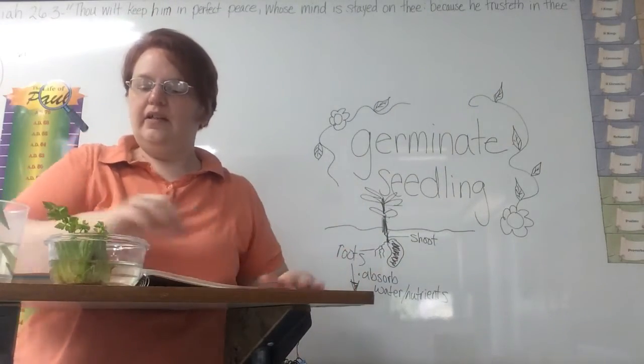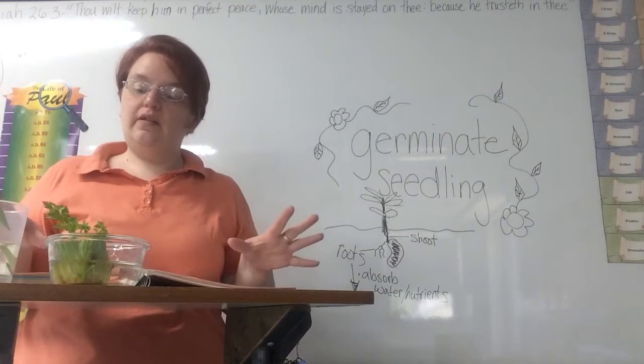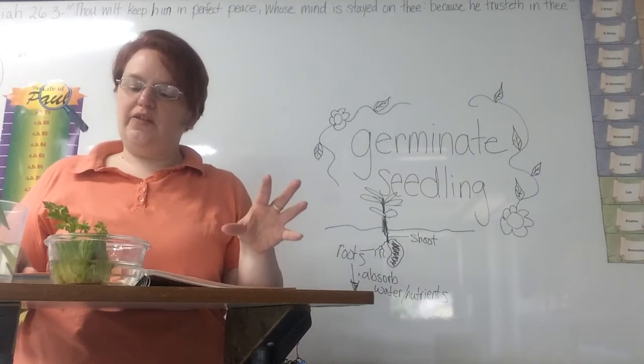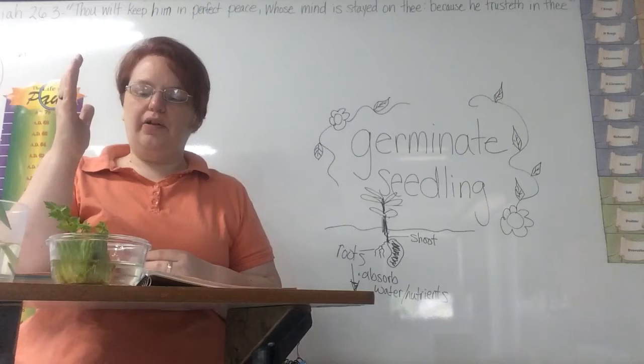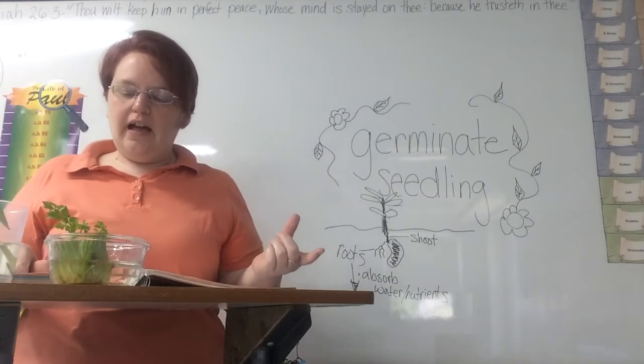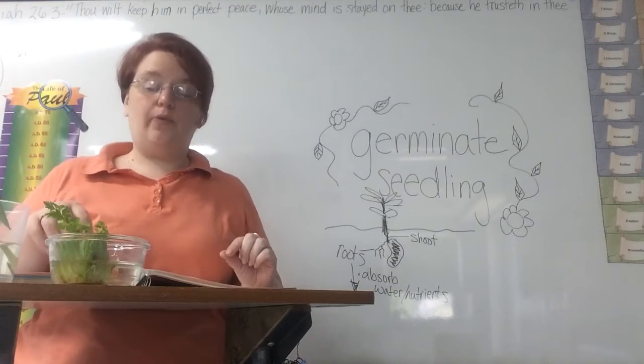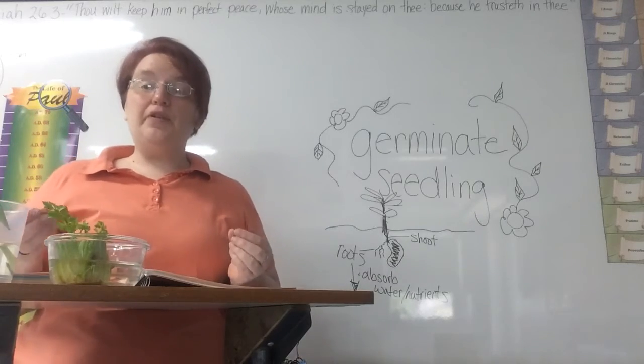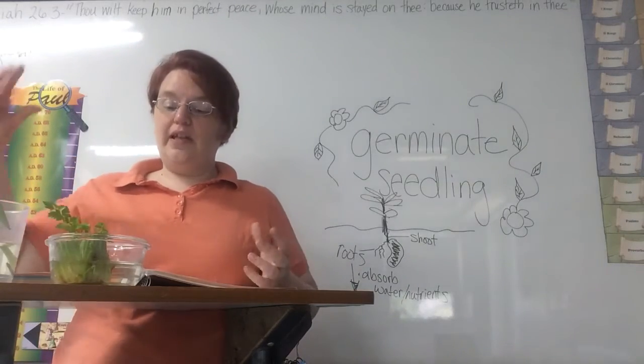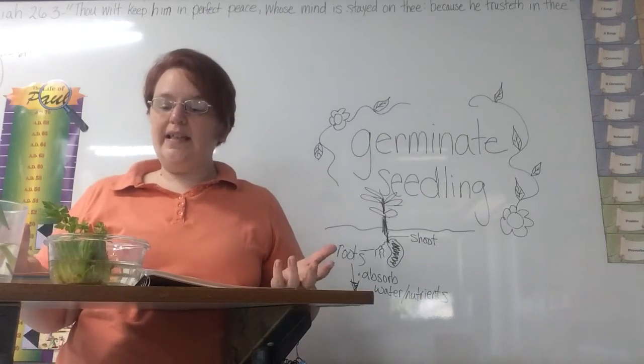So in your book, it says the seeds disperse, the seed germinates or begins to grow, a seedling grows, the flower grows, and the plant becomes an adult. So at this point, it can start reproducing. But it can't reproduce unless it's pollinated. So insects come by and pollinate it.